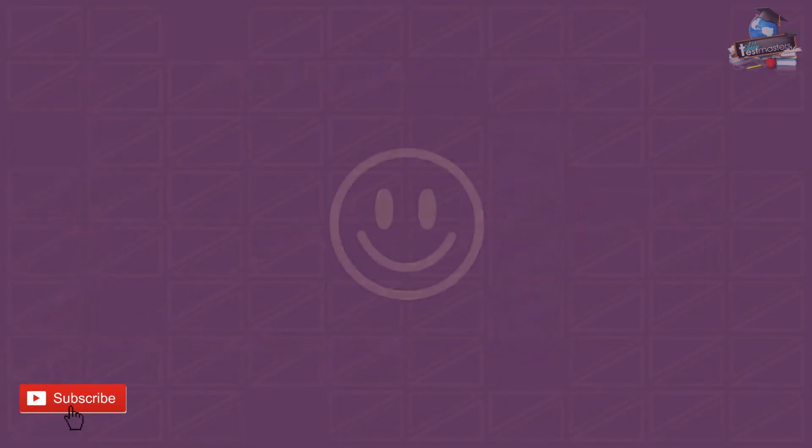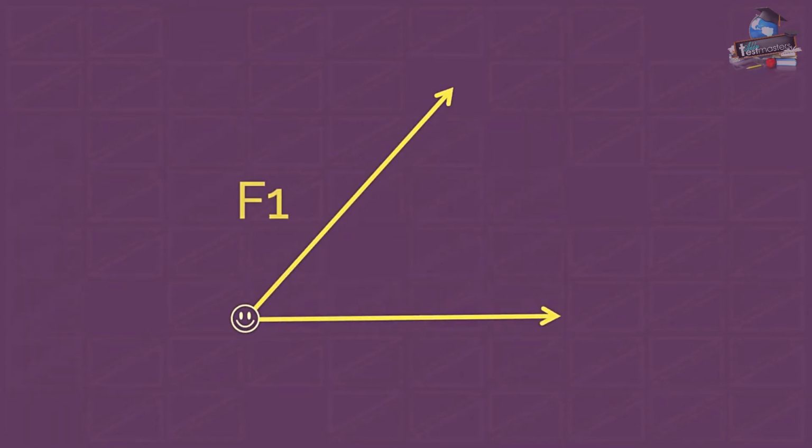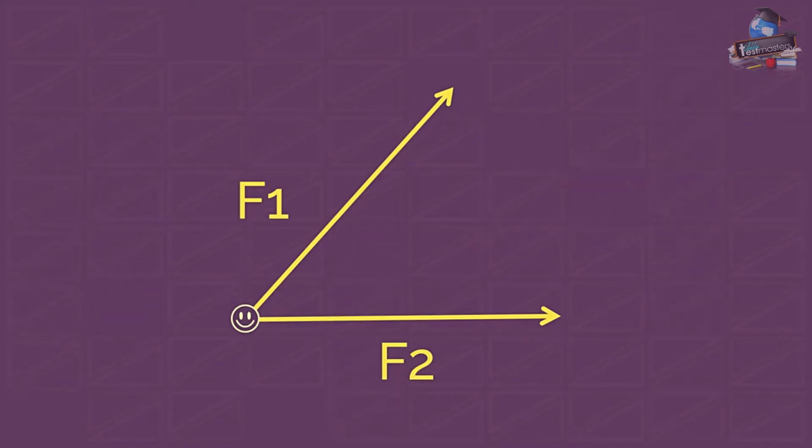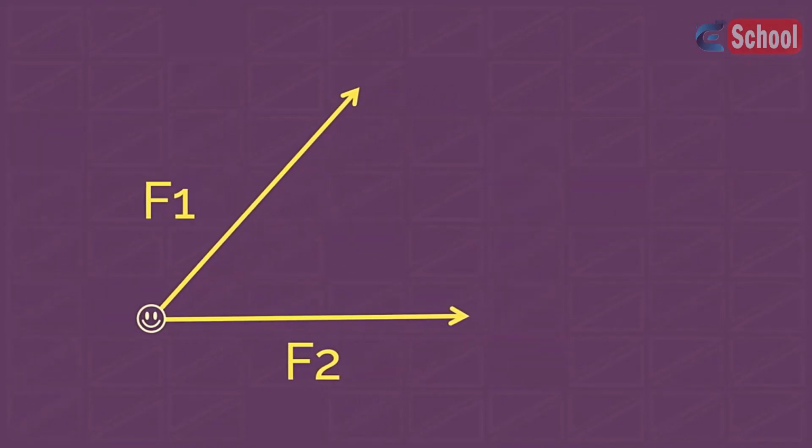We can even add vectors. Imagine that you are pulled by two forces, F1 and F2, at the same time. Which direction will you move? Let's figure it out step by step. Let's allow F1 to do it first, and then F2.